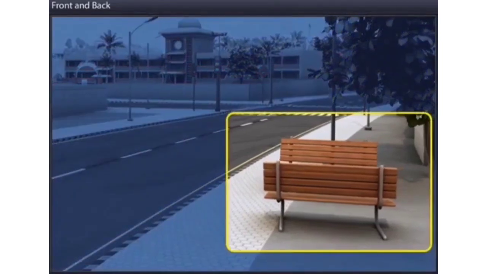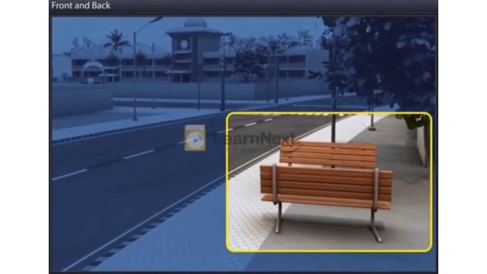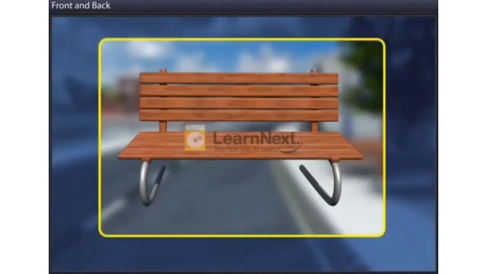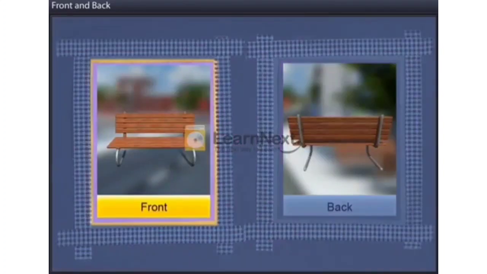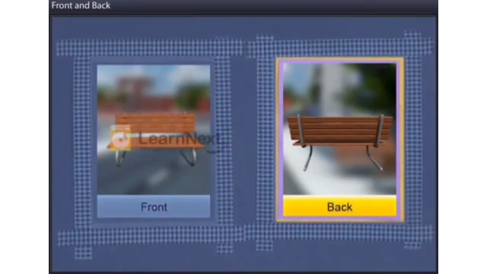Now take a look at the two benches near the tree. See this bench? This is the front side of the bench. Now look at this bench. This is the back side of the bench. This is the front and that is the back side of the bench.